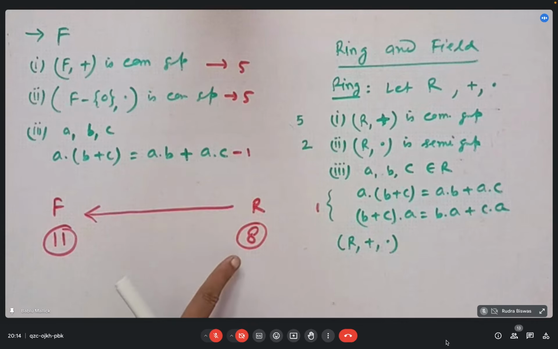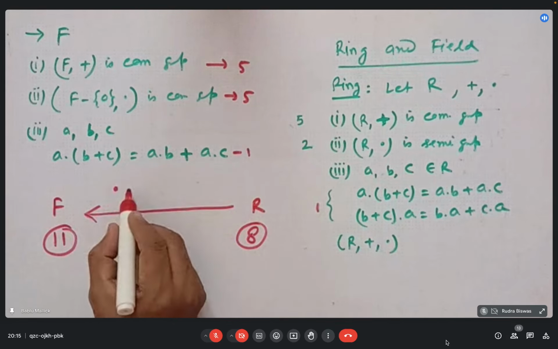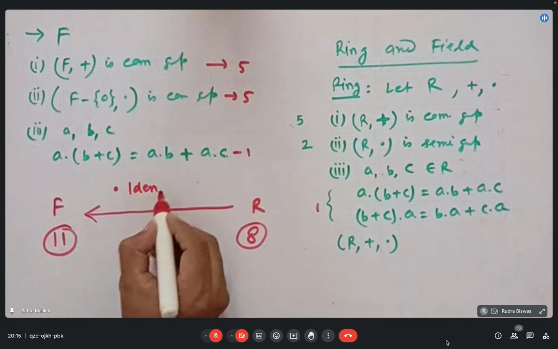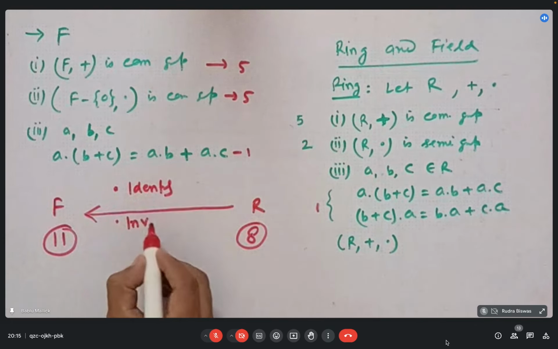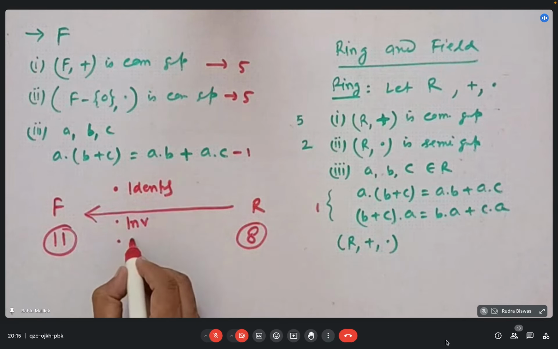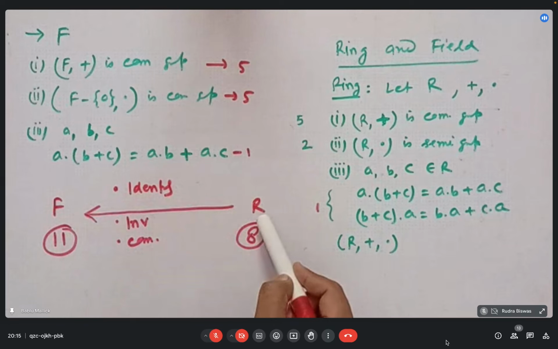So 8 conditions are in a ring and there will be 11 conditions in a field. What will be the remaining 3 conditions? Just we shall use these remaining 3 conditions. Identity element must exist. Inverse of every element must exist, and the commutative property holds. So I just check these 3 conditions for the ring, then it will become a field.